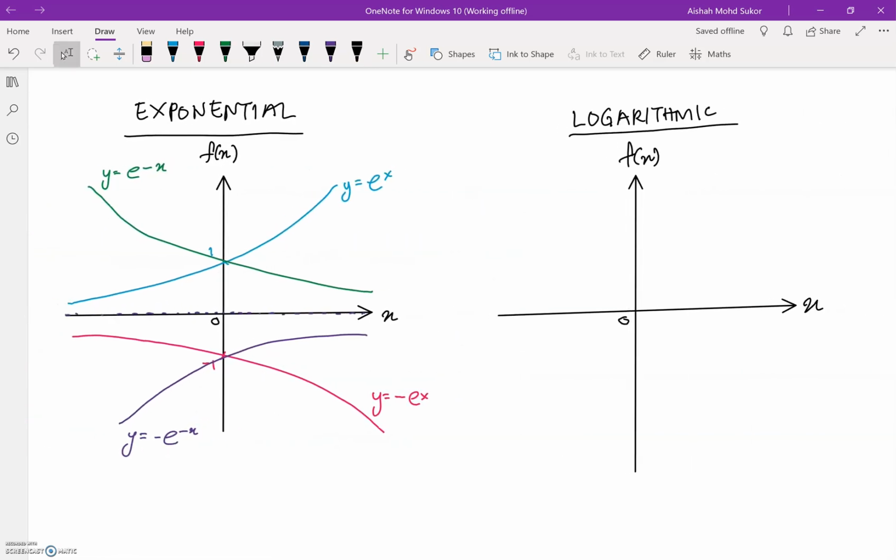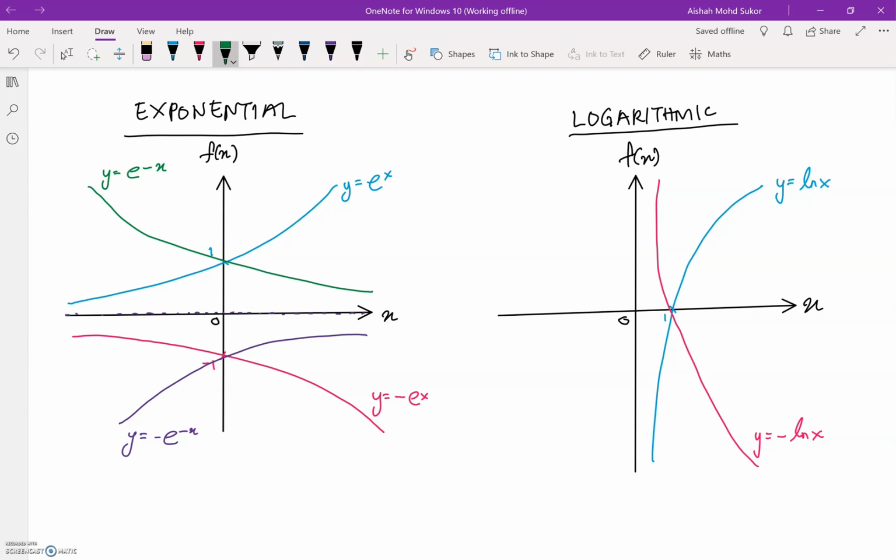Now, we try to do the natural log function. So basically, this is the basic shape for natural log, y equal to ln x. When y equal to 0, x will be equal to 1. To get the graph for negative ln x, we reflect the basic shape of ln x in the x-axis. So this is the graph for y equal to negative ln x.